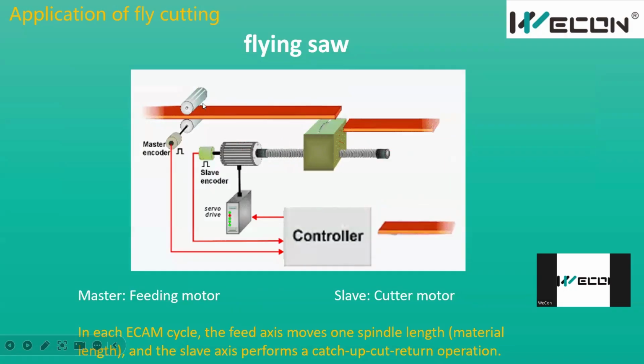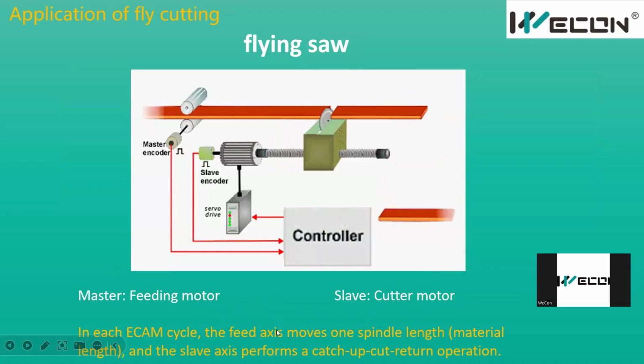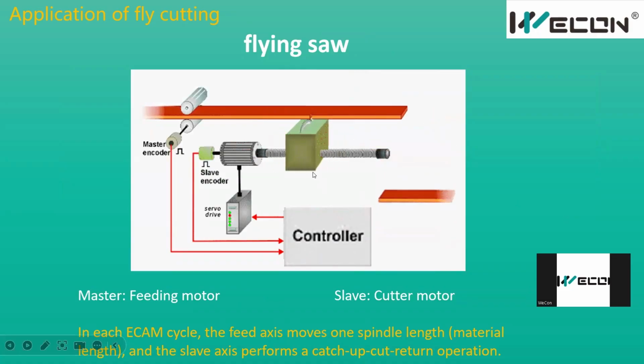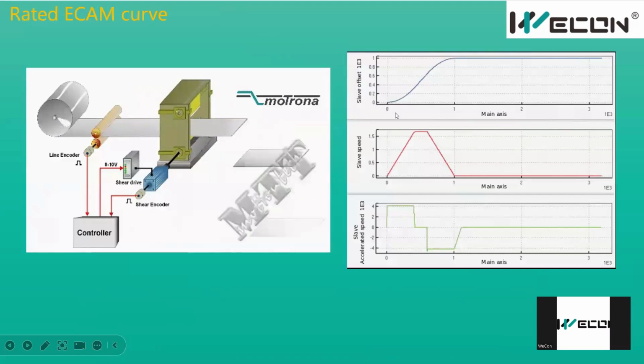And this is flying cutting. Master is also the feeding axis, feeding motor, and the slave is the cutter. Also in each cycle, the feed axis will move one master length, the length of the board, and the slave will perform a catch up, cut, and return application. You can check it with the ecam curve.